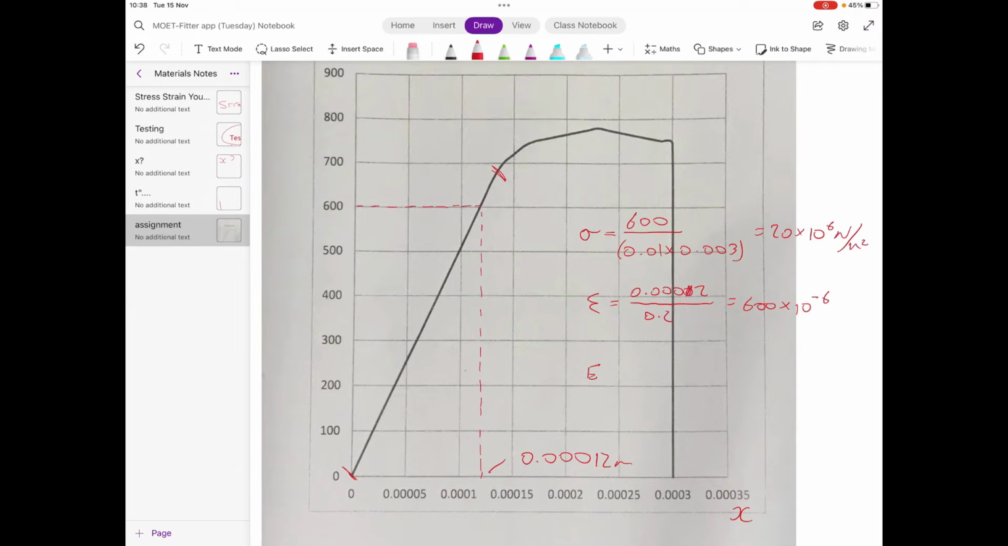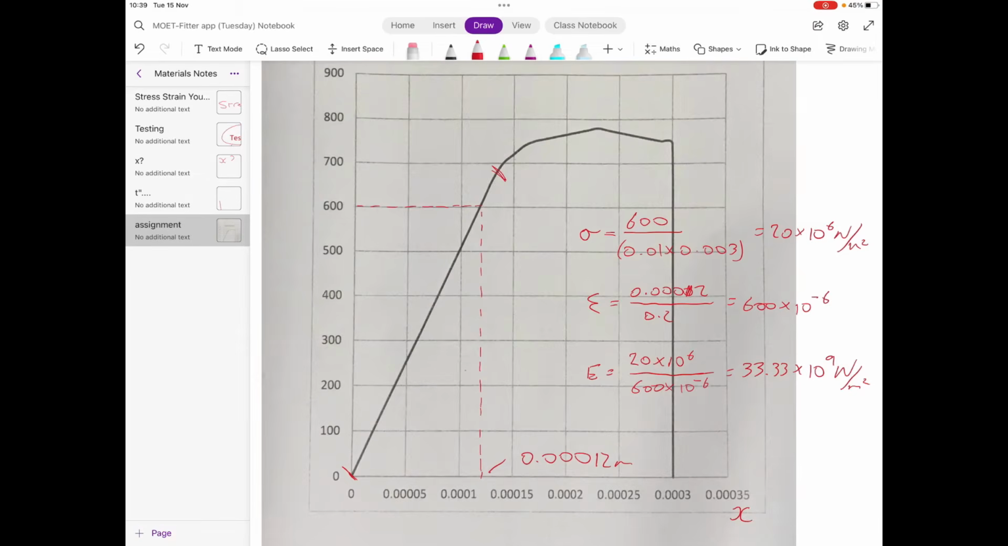Now Young's modulus is going to be equal to our 20 times 10 to the 6 divided by 600 times 10 to the minus 6. Now if I type that in, if we're dividing a big number by a really small number, i.e. a number smaller than 1, we should get an even bigger number, and we do. We get a number that is 33.33 times 10 to the 9 newtons per metre squared. So that's 33 giganewtons per metre squared, or 33 gigapascals.